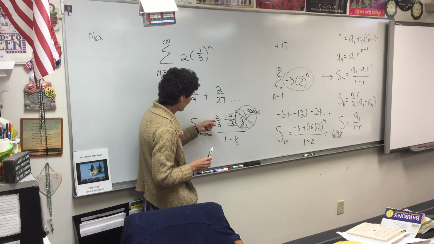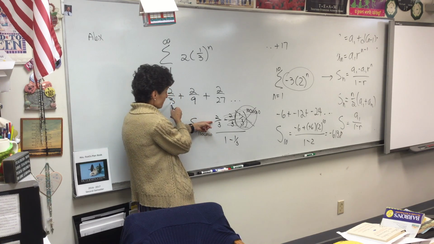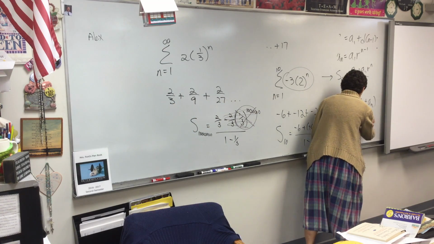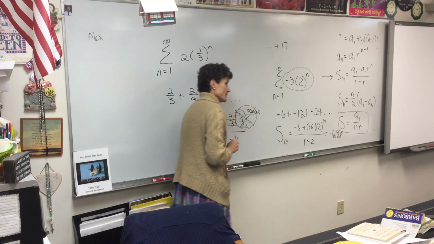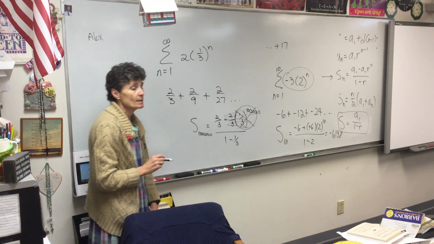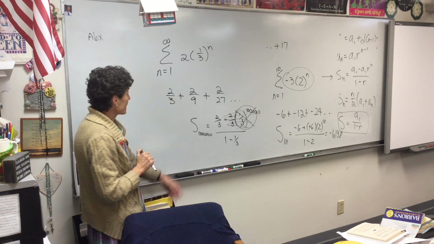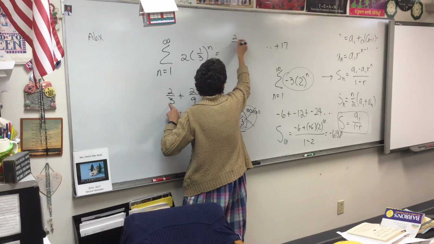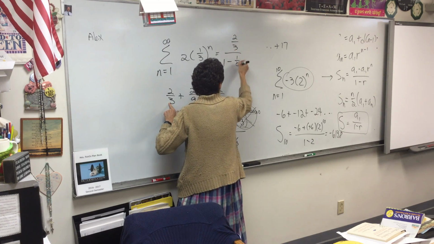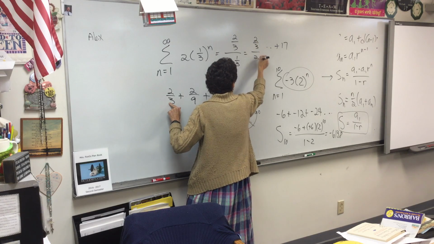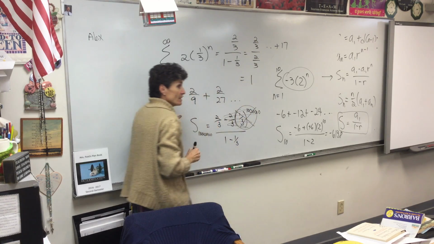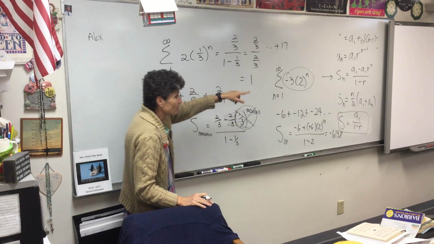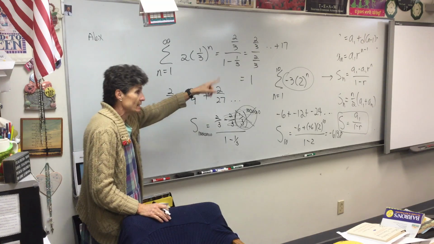So all that's left is the first term over 1 minus the ratio. This is your formula for an infinite geometric series. Now, the answer to this question then would be really simple. It's the first term over 1 minus the ratio. That's 2/3 over 2/3. That sum is 1. If you started adding up all these numbers and kept going at infinity, it would be 1.